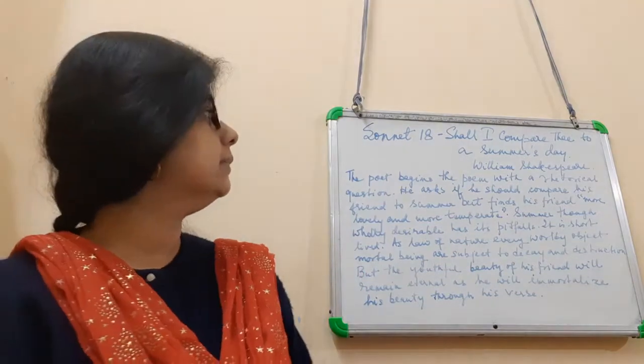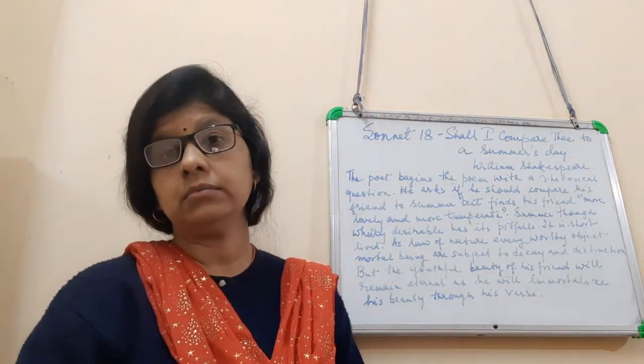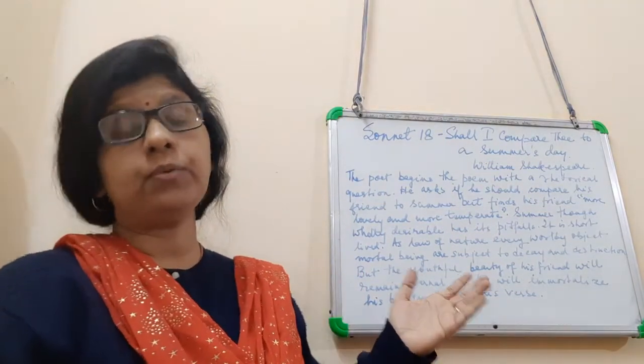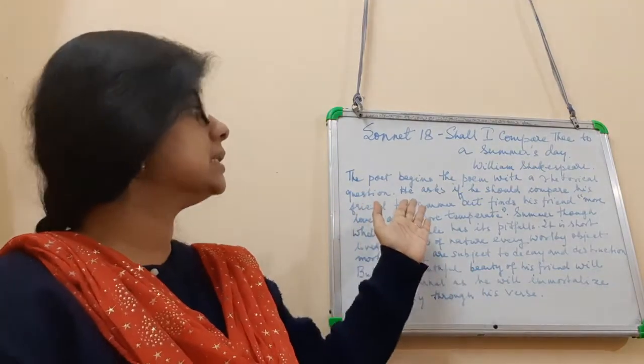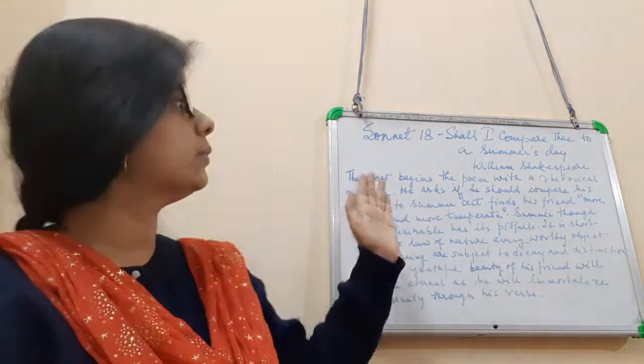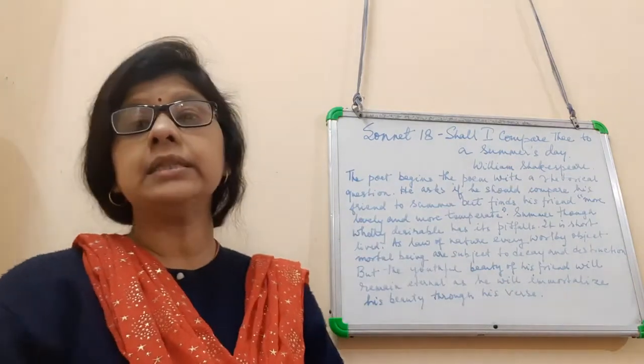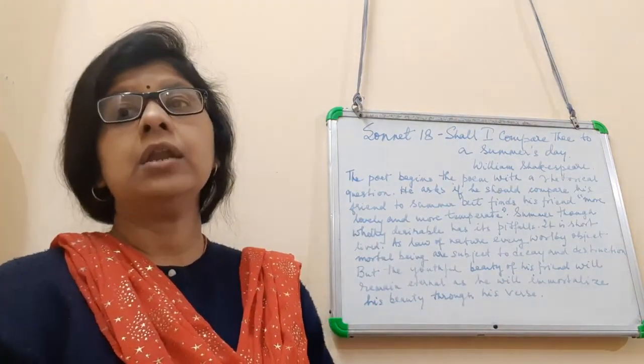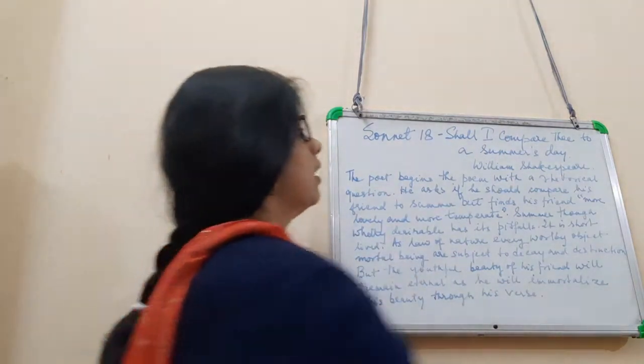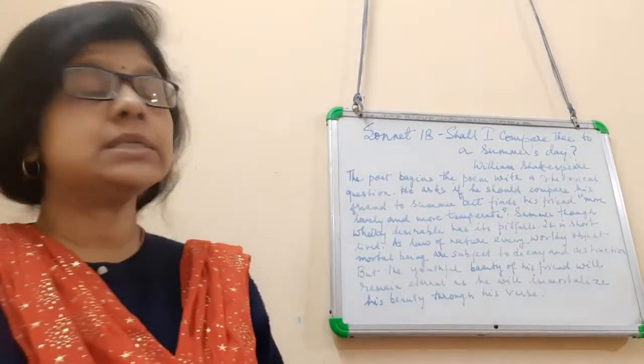Now in this poem, what Shakespeare does is he begins with a rhetorical question. Shall I compare thee to a summer's day? He puts a question mark over here. Shall I compare thee to a summer's day?